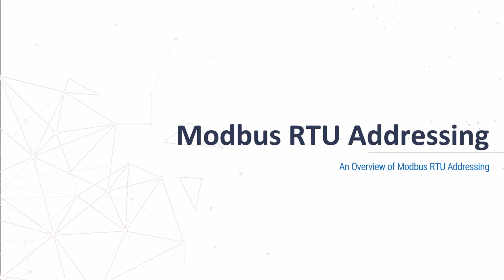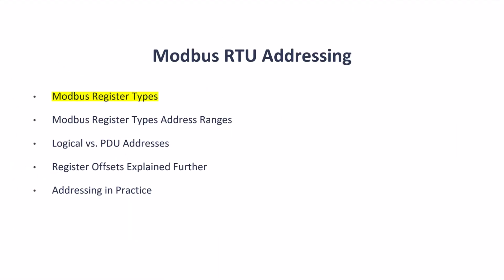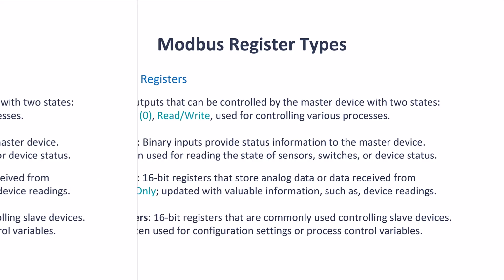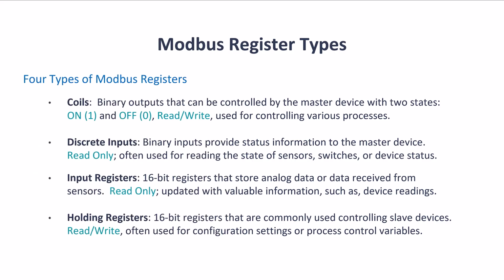Let's go over what we'll be covering today. We'll begin with the different Modbus register types to understand how memory is organized in the protocol. Then we'll review typical address ranges used for each type. Next, we'll explain the difference between logical and PDU addresses. We'll also cover how register offsets work when forming requests. Finally, we'll walk through a real example to see it all in action. By the end, you'll have a clear understanding of how Modbus RTU addressing works, both in documentation and in actual Modbus communication.